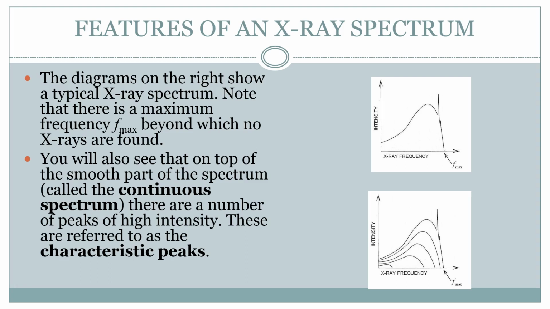Now, if you look at the top diagram on the right here, you will see the shape of a typical X-ray spectrum. It consists of a smooth part with a peak, and over the top of that we have a number of short spikes as well. Now we'll deal with the smooth part first, which we refer to as the continuous spectrum.